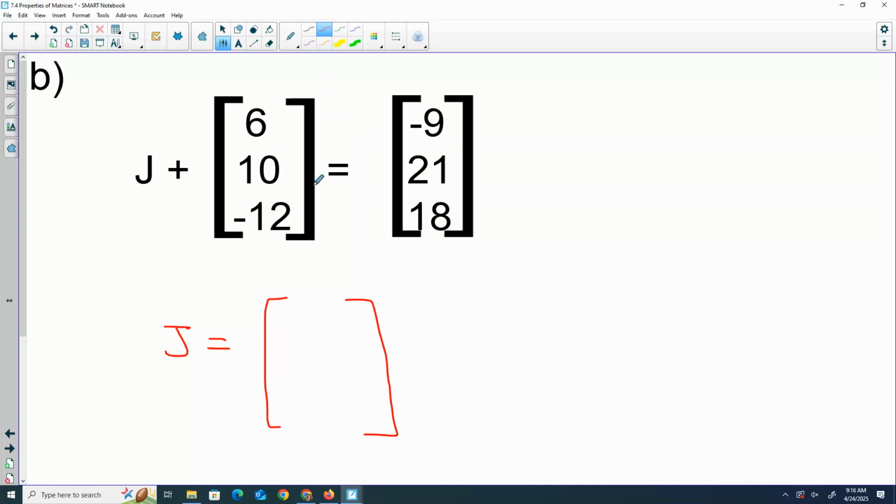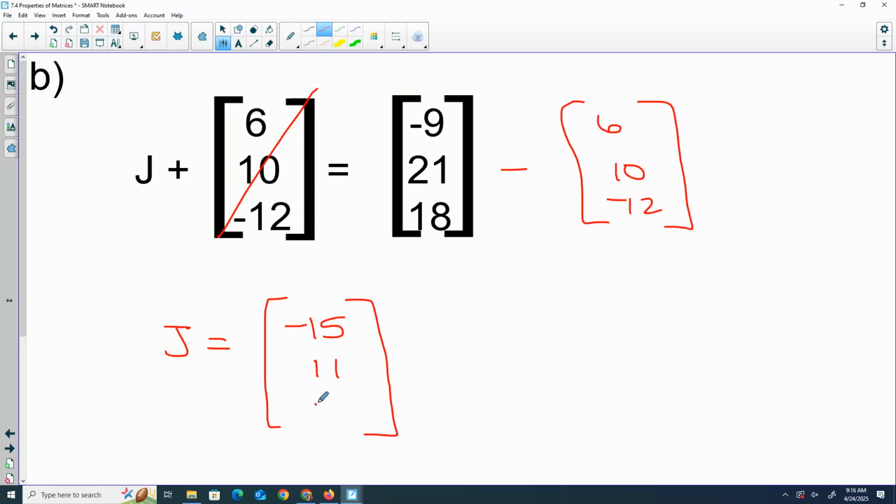So if you want to solve for it, you just basically subtract that matrix over. So -9 minus 6, -15, 21 minus 10 is 11. 18 minus negative, so plus 12 is 30. Looked like we did fine with that. Any questions there?